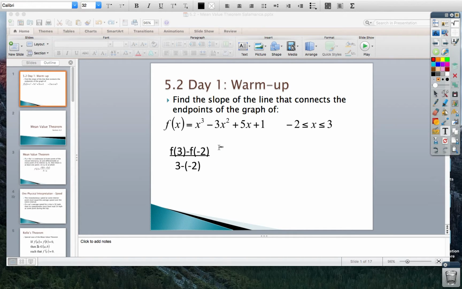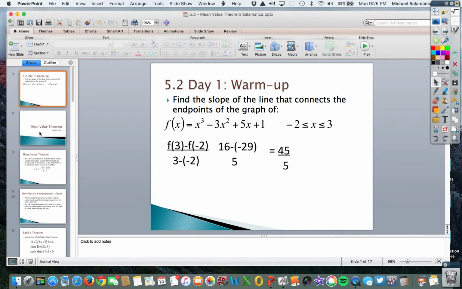And what happens is you find that f of 3 is 16 minus negative 29, all divided by 5. And then by simplifying further we get that that's 45 divided by 5, which is obviously 9, and that's going to be your answer. That's the slope of the line.